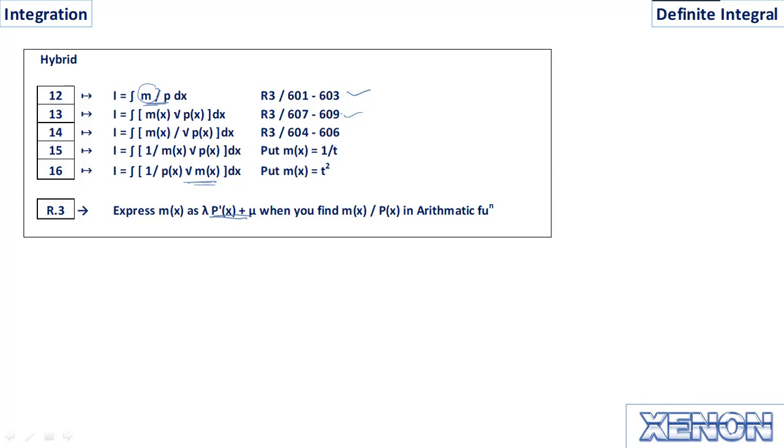So the other case is when we are getting the integration of the form 1 upon mx square root of px, this is very important. Here we will put mx equals to 1 upon t and we will proceed, right? When we are getting integration of the form 1 upon px square root of mx, here we will put mx equals to t square and we will proceed, right?